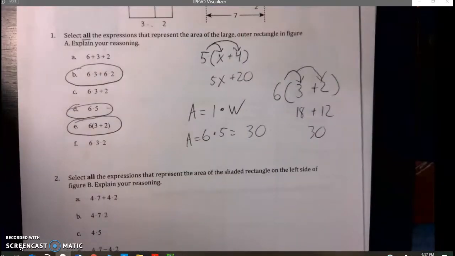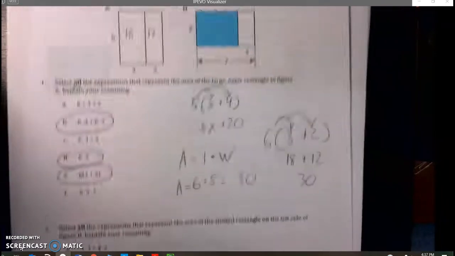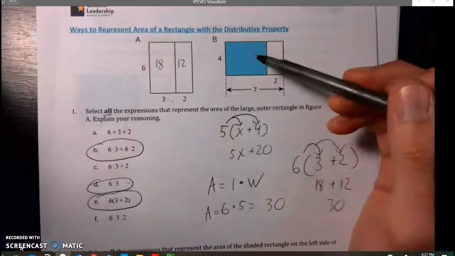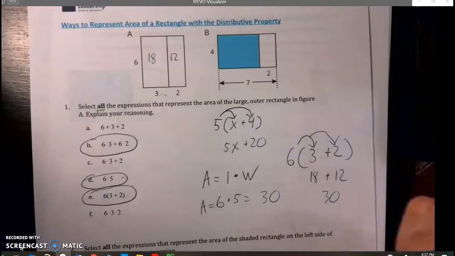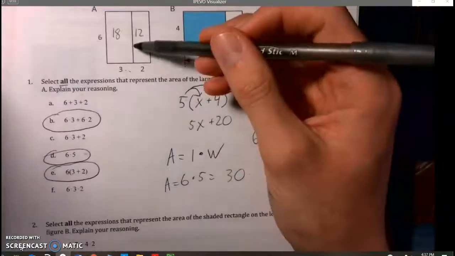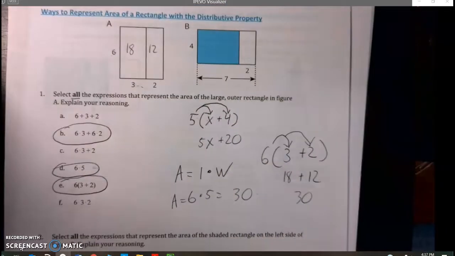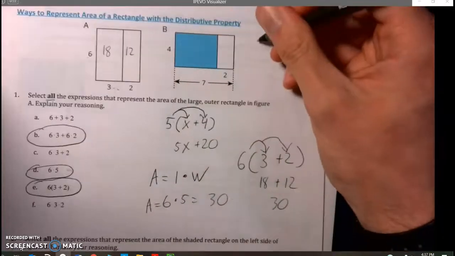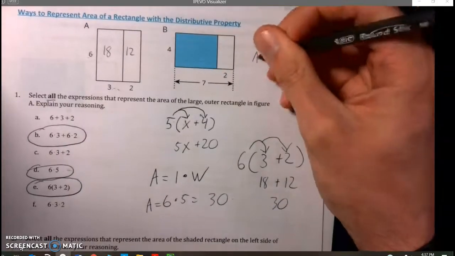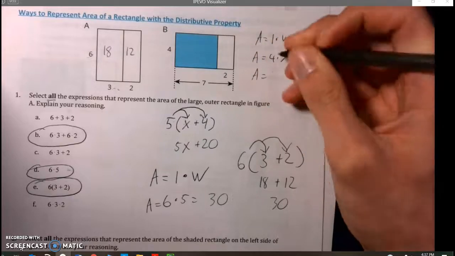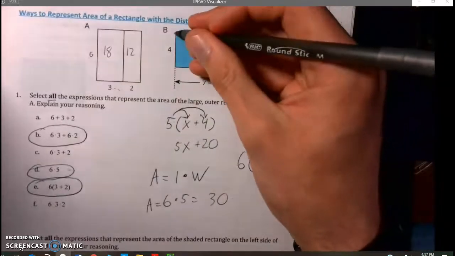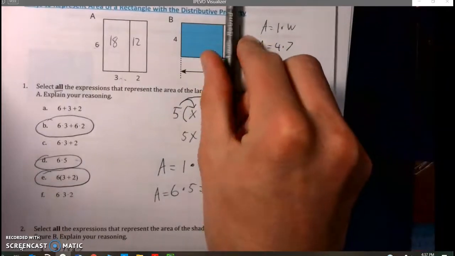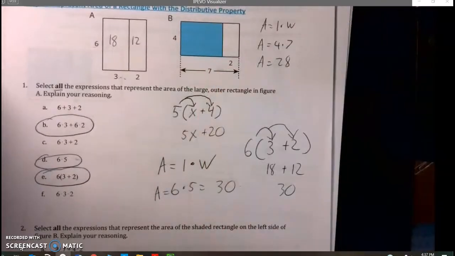All right? Now, 2, same thing, but now we're going to be focusing on this shaded rectangle. Here, we were looking at the whole thing. Here, we're looking at a part of something. So, if this one was addition, this one is going to be subtraction, because I don't want to do 4 times 7. Because if I did 4 times 7, I'd get 28. The problem, that's this whole thing. The area of this whole rectangle is 28. But I don't want this white part. I only want the blue part.